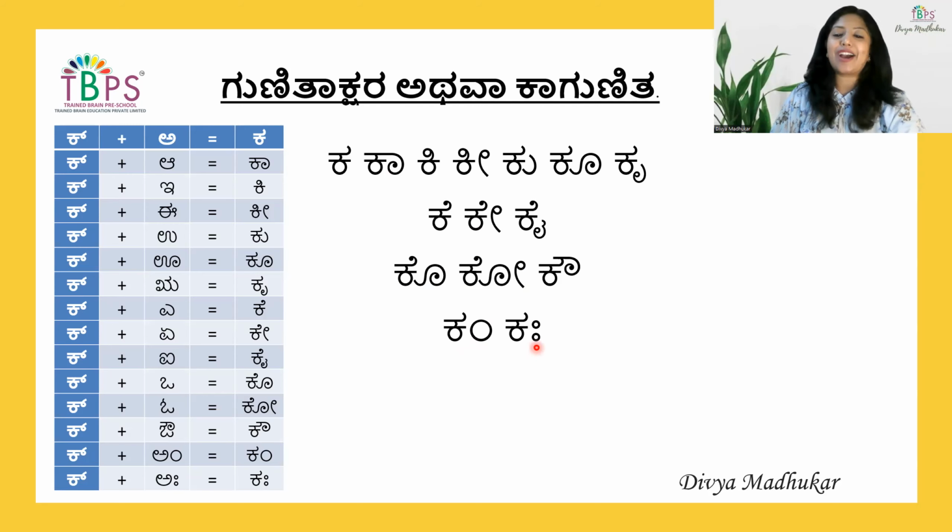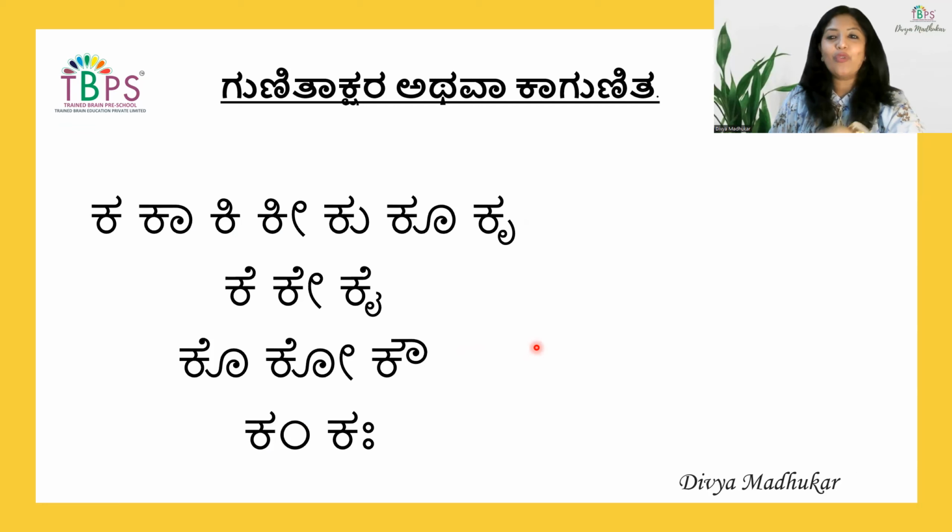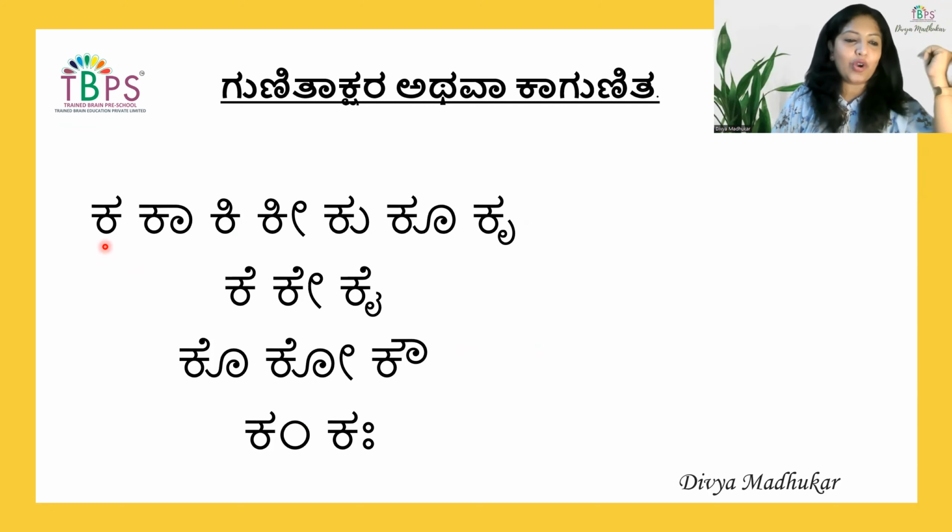Even if the children are more confident now, we don't have to go with the definitions also. We can go by the notations or the final reading or the akshara. So we read it like this. Ka, kha, ki, ku, kru. Ke, kai. Ko, kau. Kam, kaha.